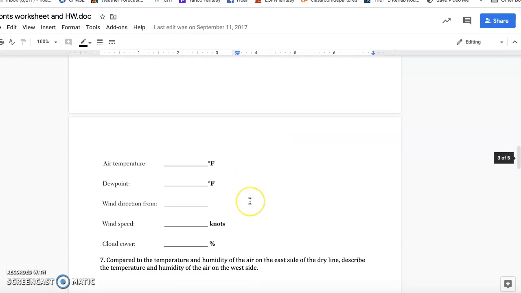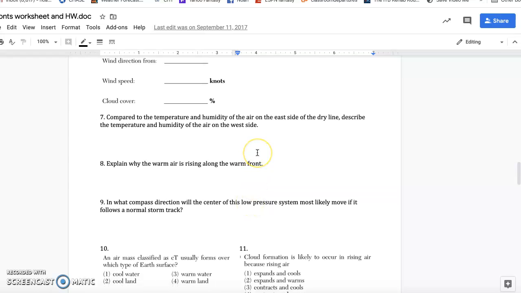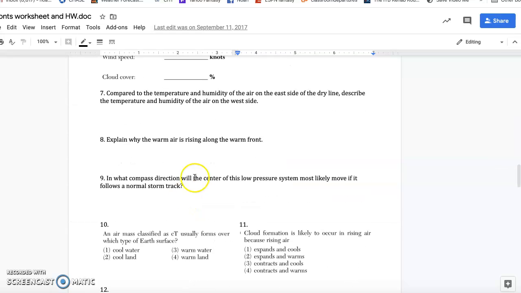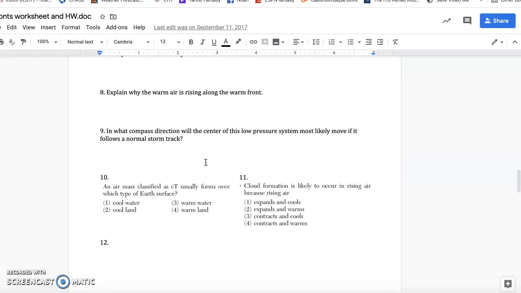So now I've got to go back to the question, what's going on? Describe the temperature and humidity on the west side. Okay, the temperature is lower because the numbers are lower, and the humidity is also lower because they're further apart. Why does warm, moist air rise? We already did this. Number 9, in what compass direction will this move if it follows a normal storm track?